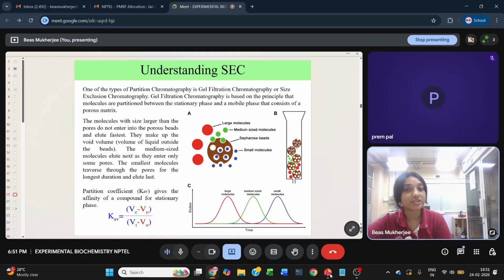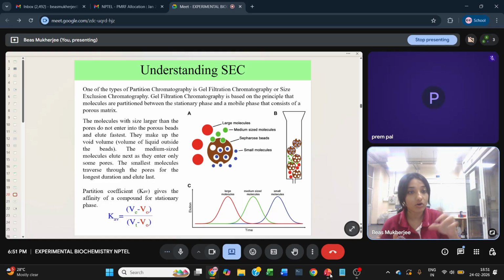So one of the types of partition chromatography is gel filtration chromatography or size exclusion chromatography. Gel filtration chromatography is based on the principle that molecules are partitioned between the stationary phase and mobile phase that consist of a porous matrix. Now the molecules with larger size than the pores do not enter into the porous beads and elute the fastest. They make up the void volume. So what is the void volume? Void volume is the volume of the liquid outside the beads.